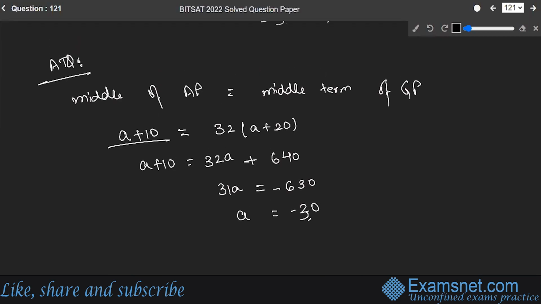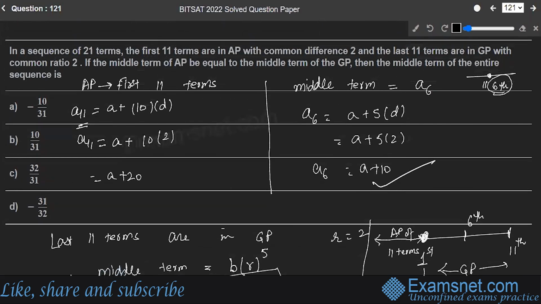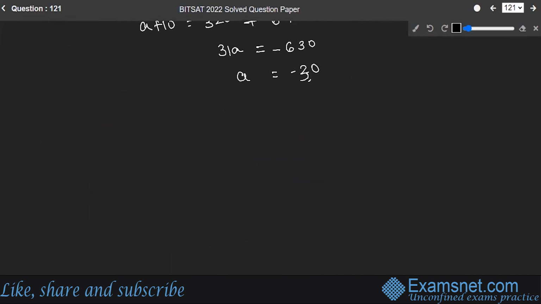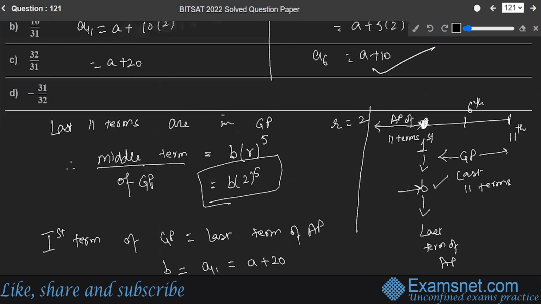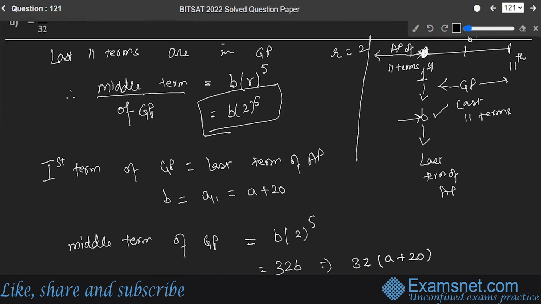What you had to find out in the question was the middle term of the entire sequence. Sorry, when I divide 630 by 31, it will not be divisible. Okay, sorry for this. So the middle term of this entire sequence is, of course, the 11th term, because you already have 21 terms. So the 11th term is the middle term.